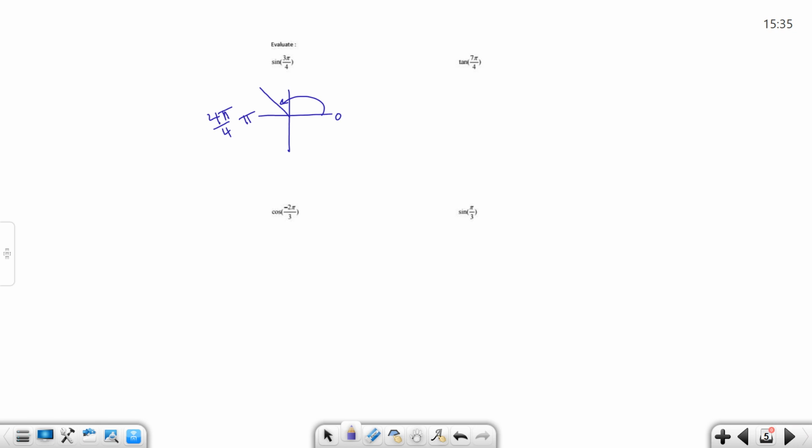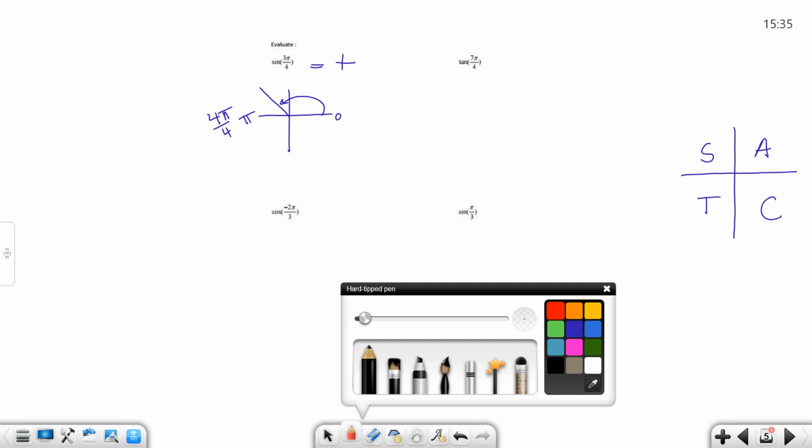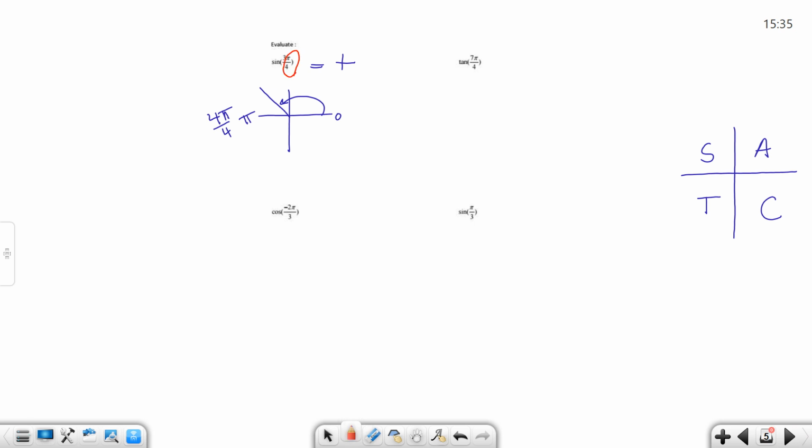Well, what you remember about your signs, your SIGN signs, is you can remember All Students Take Calculus. So that means in quadrant 2, the sine is positive. So this is going to be a positive result. I don't know what the answer is yet, but I know it's going to be a positive result. Now, the other thing that I notice about this one is your reference angle is pi over 4.